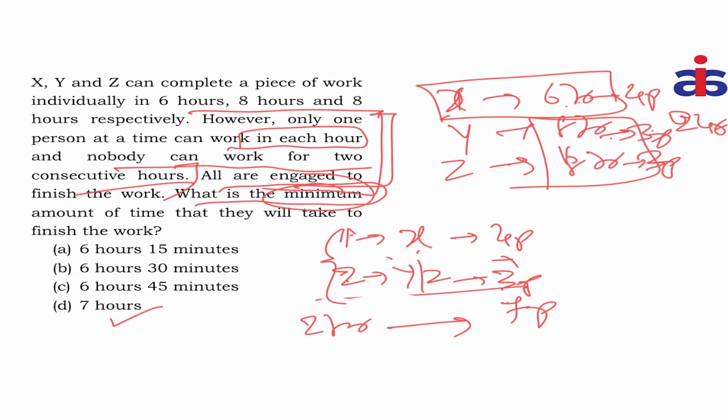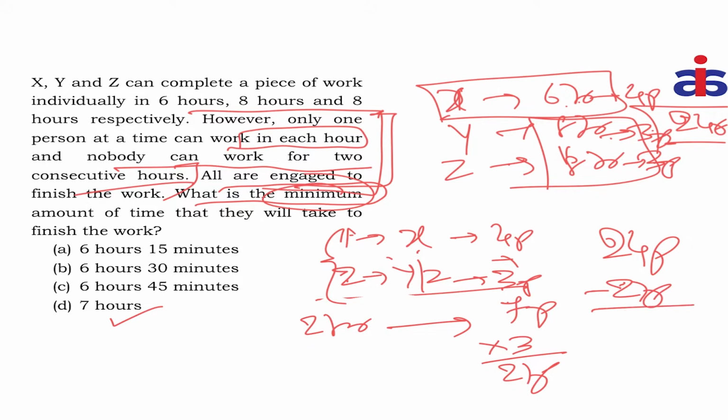But the total work is 24 packets, right? So, minimum how many times do I have to multiply? 7 times 3 is 21, so that I can complete 21 packets. Then the remaining is 3 packets. So 2 into 3, 6 hours is over. So, 6 hours plus, and the remaining 3 packets should be done by the first person in the cycle.